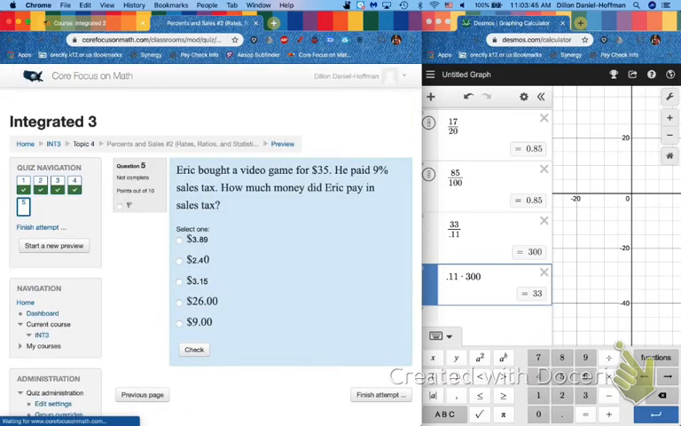All right, number 5. Eric bought a video game for $35. That's much cheaper than a lot of video games cost today. I know they cost closer to $60. He paid 9% sales tax, which is a very un-Oregon thing to do. At least at the time of this video, there's no sales tax in Oregon. Hasn't been for many years. Maybe in the future there will be. If there is, hopefully there's some lowering of other taxes to balance it out. But right now there's no sales tax.